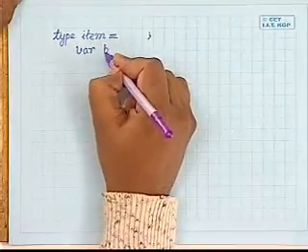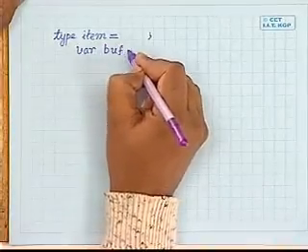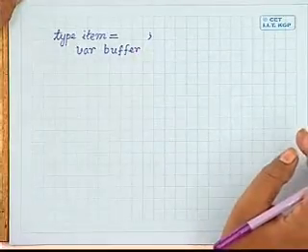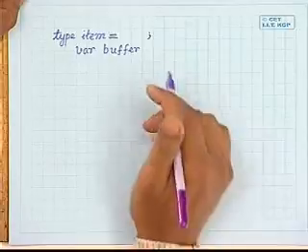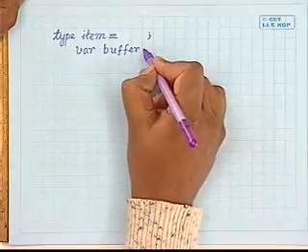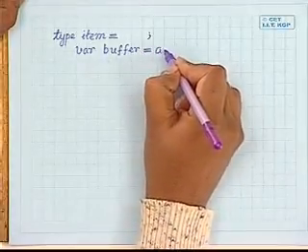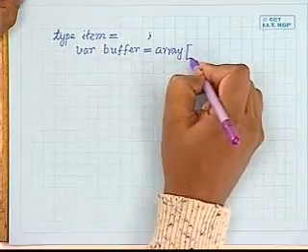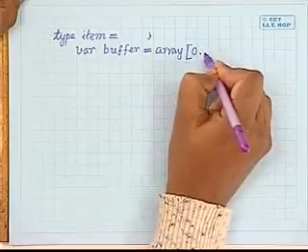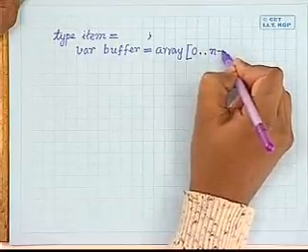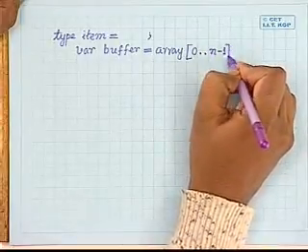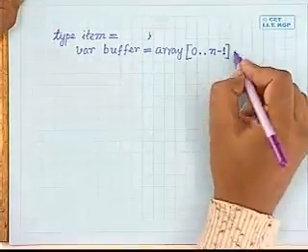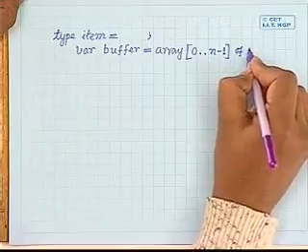Then the variables that we need are: we have to have a buffer, and we assume that it's a buffer having n number of locations. So we'll declare this buffer as an array of 0 to n minus 1. So 0 to n minus 1, a total of n number of locations, of type item.